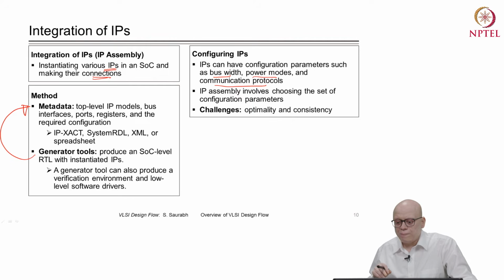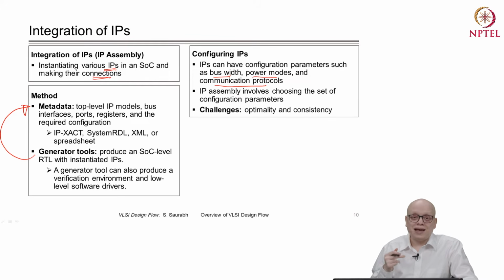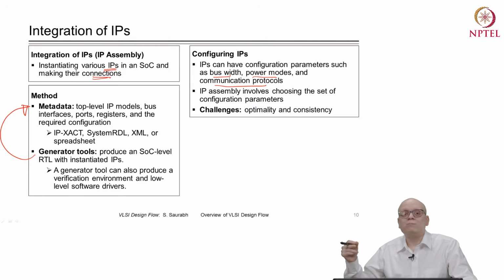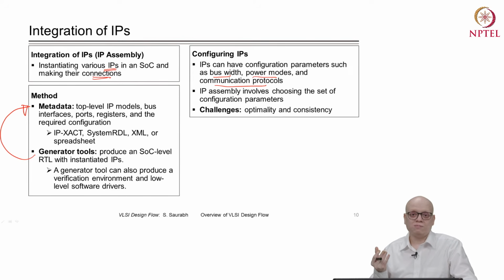So IP assembly involves choosing the set of configuration parameters, and this task is challenging because there can be too many parameters and simply too many combinations of parameters that can be chosen. Out of them, which one is optimum? That is a difficult question to figure out, right?